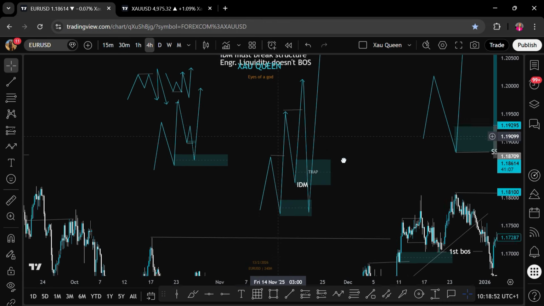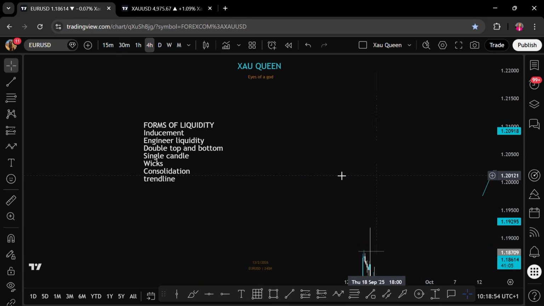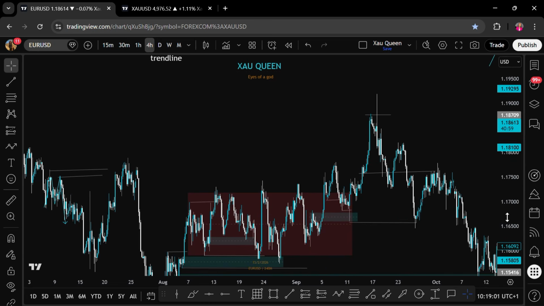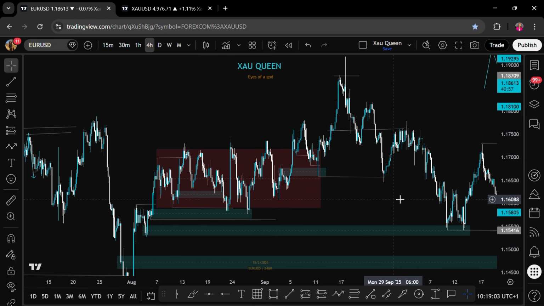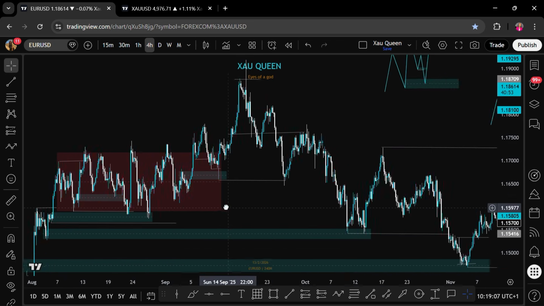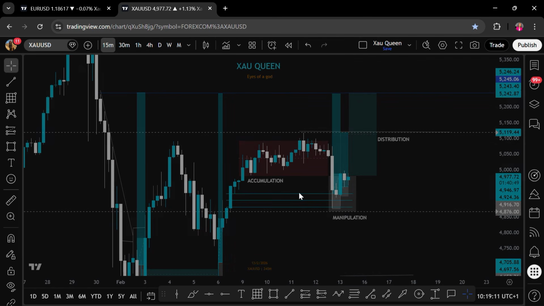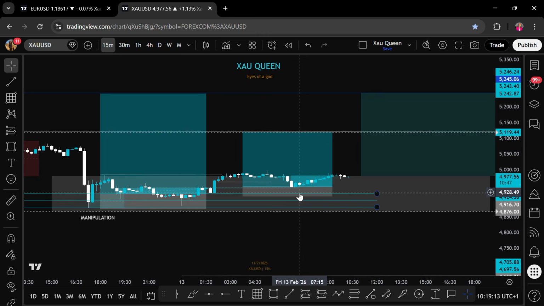Those are the types of liquidities we have. I've touched the trend line, I've touched the percentage, I've touched everything here. So all you have to do now is go to the chart, look for inducement liquidity, look for trend line liquidity. Let me show you inducement liquidity. I'll use 15 minutes here.